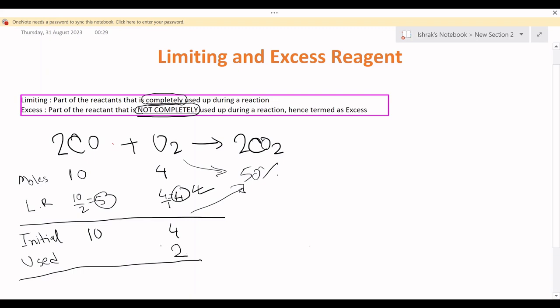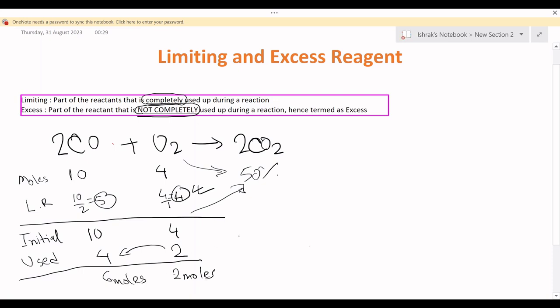It has been used for the carbon monoxide. It's going to be the double of that. And what does that mean? That means if we have 2 moles for oxygen, for carbon monoxide we are going to have double of that, which is 4. Now, what do we have here? We have 6 moles of excess carbon monoxide and 2 moles of excess oxygen. So that's what it means, that it's not fully used.